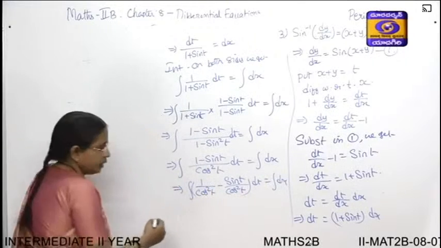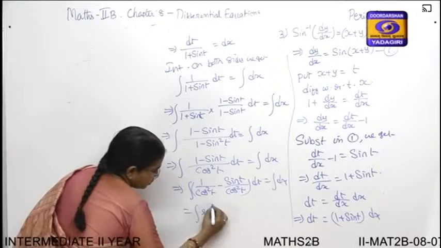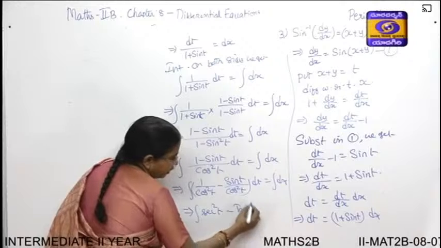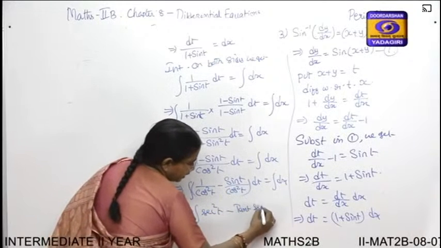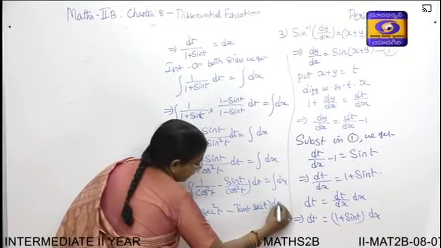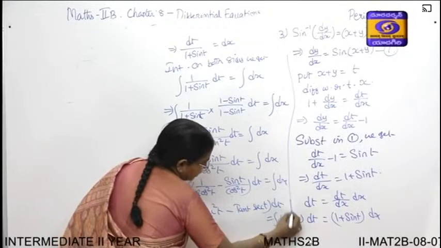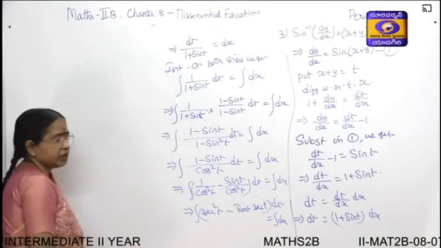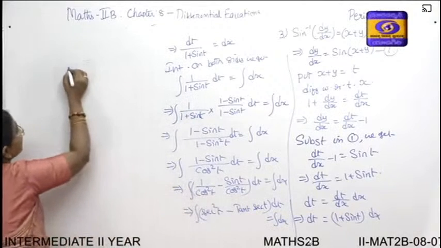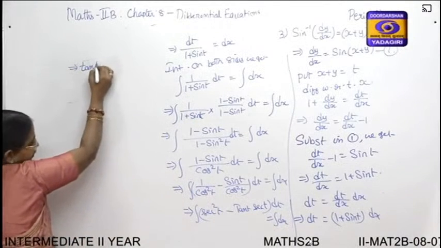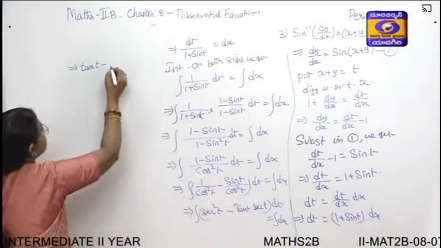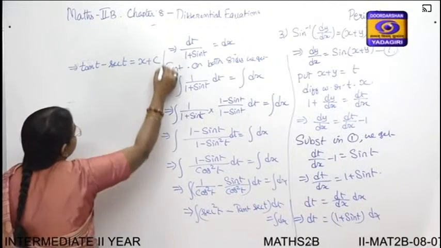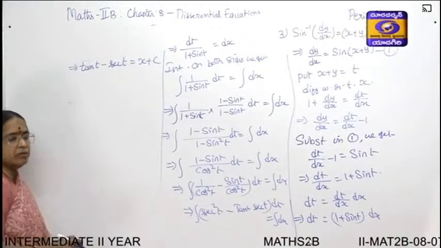Now 1 by cos square t is secant square t. So secant square t minus sin t by cos t is tan t into another 1 by cos t becomes secant t. Secant t dt is equal to integral of dx. Now you all know the integrals of these two, these are the standard formula. Integral of secant square t is tan t minus integral of tan t secant t is secant t is equal to x plus c. Constant of integration you should add on any one side.